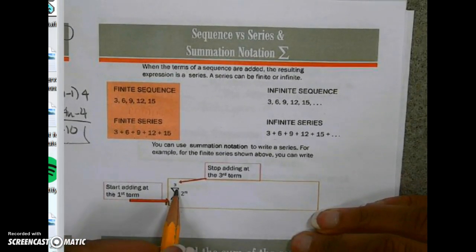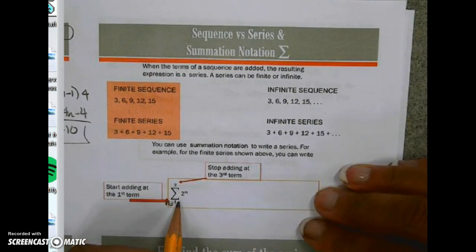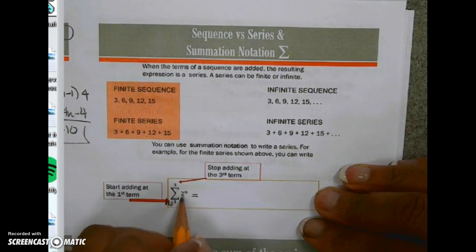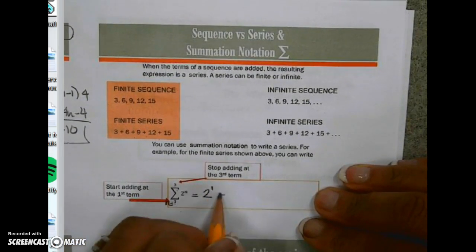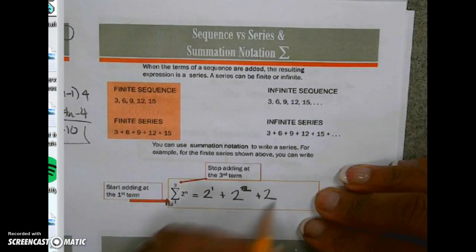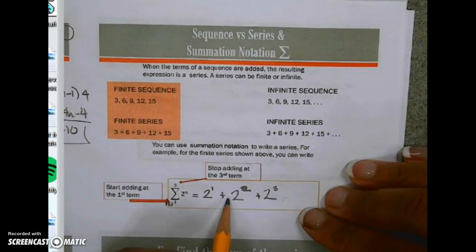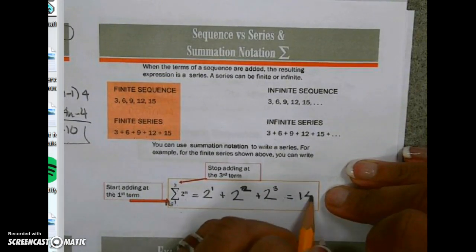And then the top is going to tell you where to stop. Stop adding at the third term. So they want you to start at the first term and stop at the third term. This expanded out, so this is kind of like a shorthand type of a thing. What this symbolizes is to add the first term when I plug in 1 plus the second term, because you're not going to skip around, which would be 2, plus 2 to the n to the 3. I'm not going to do another one because it tells me to stop there. And then if you were to add these up, you would get 14.